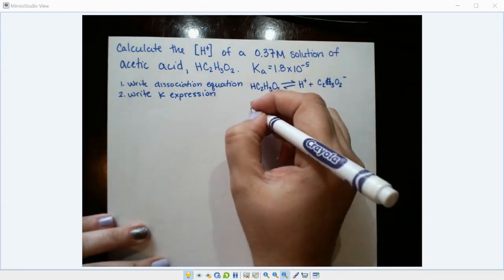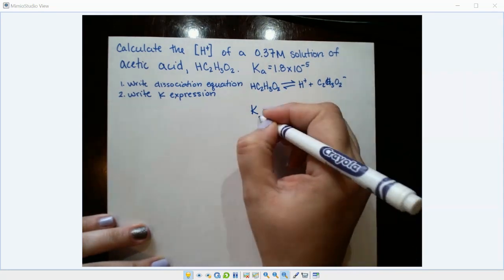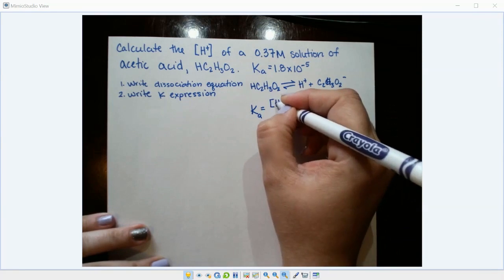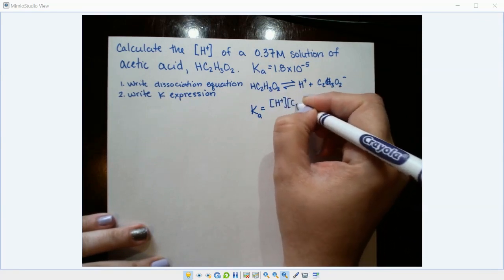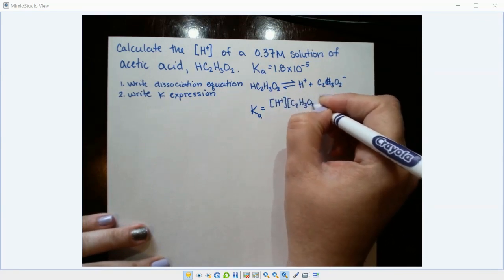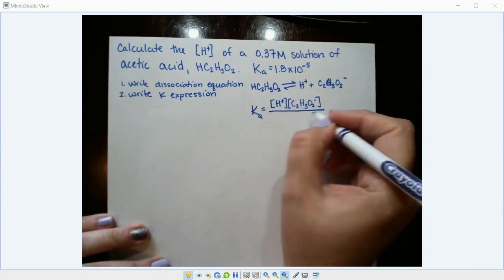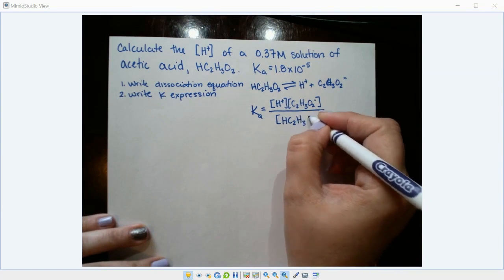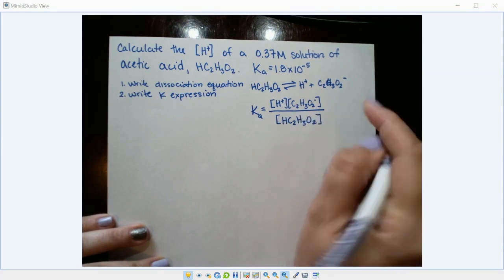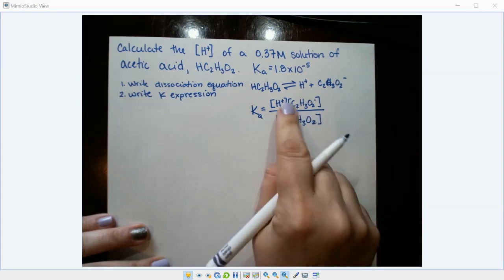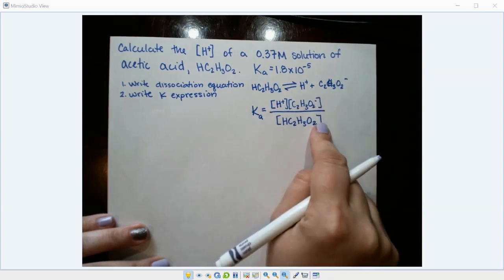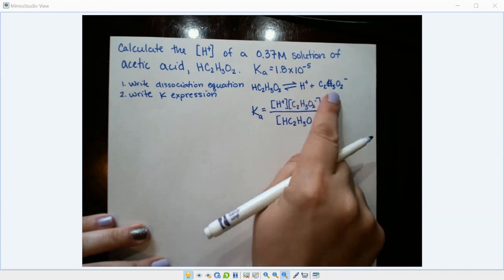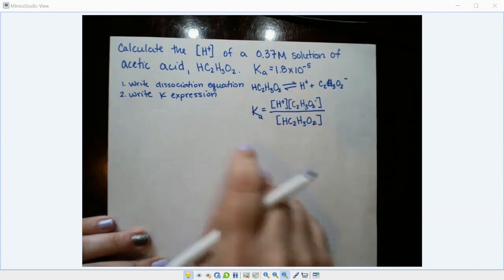And then my K expression for that: K, and this is a Ka because it's an acid, equals [H+][C2H3O2 minus] all over [HC2H3O2], no minus, just the bracket. And remember, this is products over reactants, raised to their respective powers, which when this is balanced is just 1-to-1-to-1. So there are the first two things you've got to do.